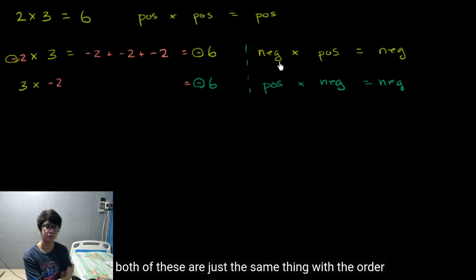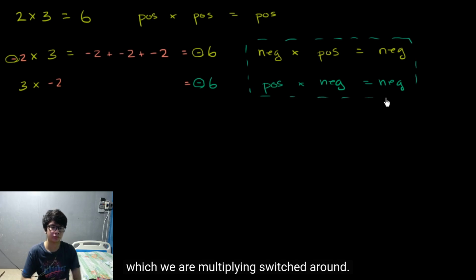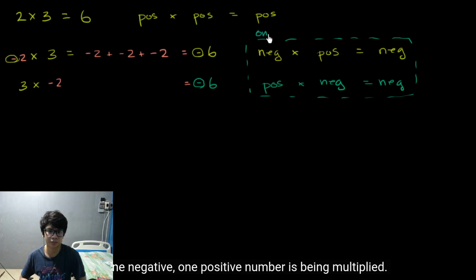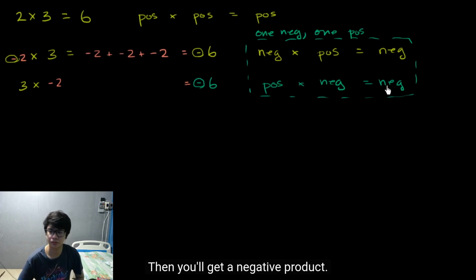And both of these are just the same thing with the order in which we're multiplying switched around, but exactly one of the two numbers is negative. So one negative, one positive. Then you will get a negative product.